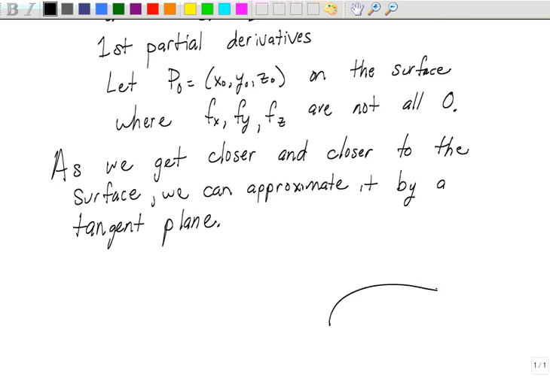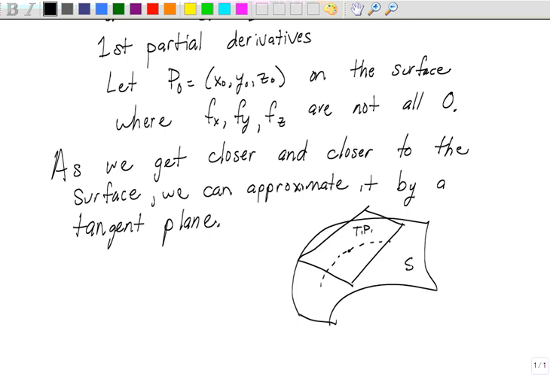So, here's a surface, and here's a point on the surface. Let's just say it's like that. Then let me draw a tangent plane. So this is the tangent plane, TP, and this is the surface. The tangent plane at this point just barely touches the surface, and if you zoom in on it or get closer and closer to it, that little piece of the tangent plane is going to approximate the surface. It's going to be almost the same thing.